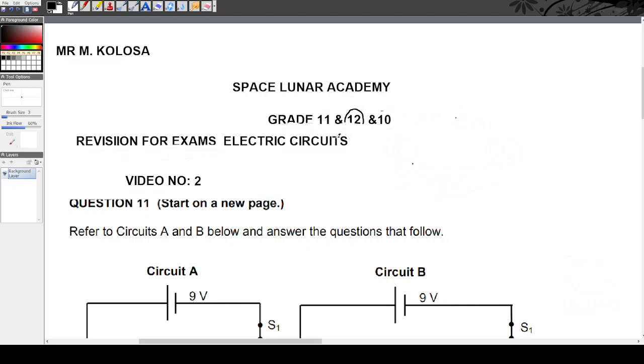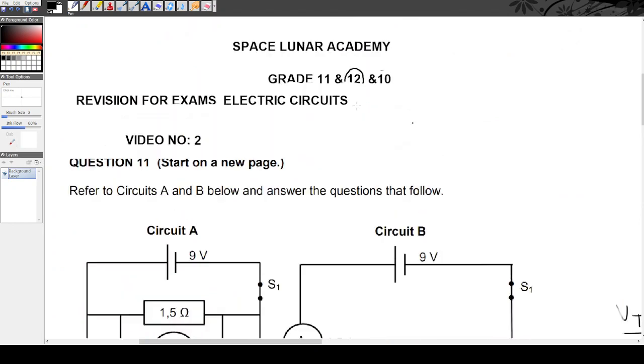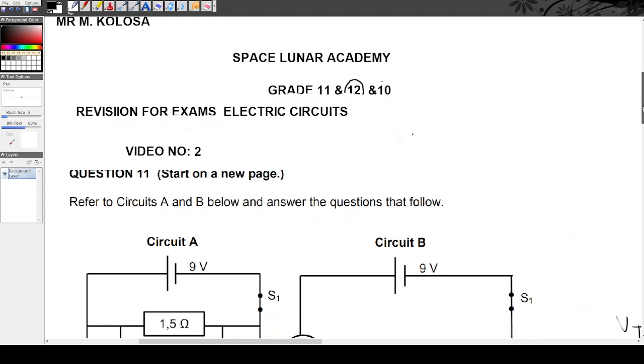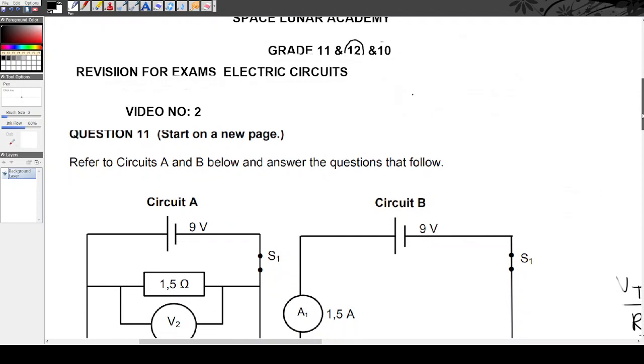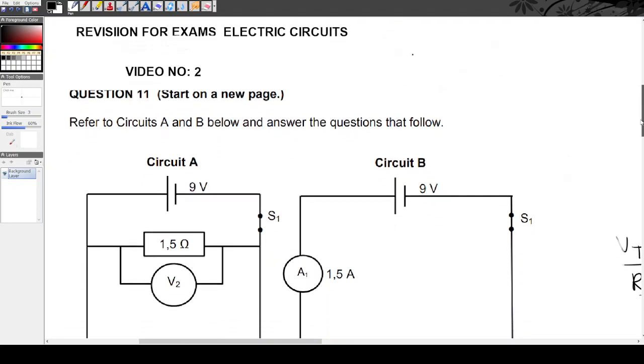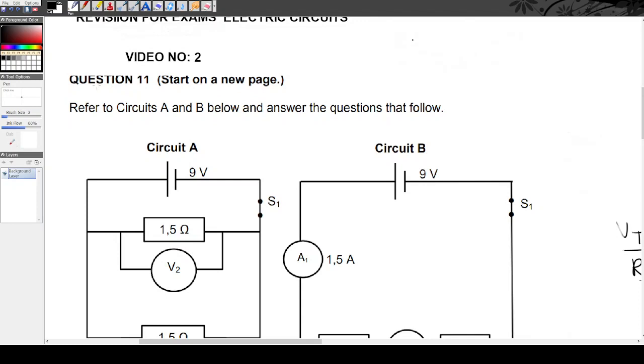Kindly note that this is video number 2, as I've already said. In other words, if you haven't watched the first video, feel free to first watch it, because it will make sense to watch the second video, and it will make even more sense to watch this video after watching the first video, because most of the concepts I have explained in video 1 of the revision. So we're continuing with the revision now.